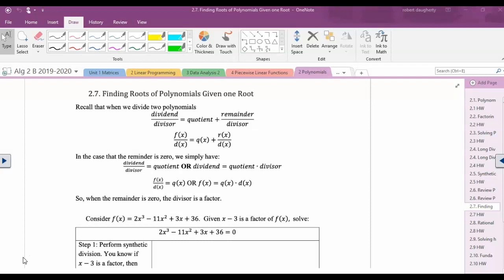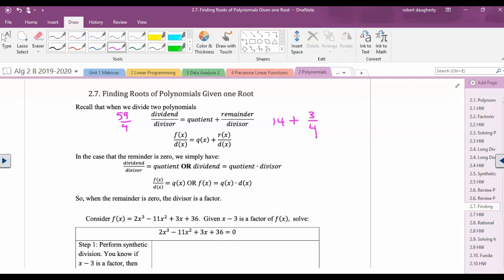So here's the deal. When we have a dividend and we divide it by a divisor, we get a quotient plus a remainder over the divisor. So I think that initial problem we did, when we did 59 divided by 4, we said that that was 14 plus, what is that, 3 over 4, something like that. So the dividend divided by the divisor gives me a quotient plus a remainder over the divisor. When we did this with polynomials, same thing. F of x divided by a polynomial, I get a quotient plus a remainder over the divisor.